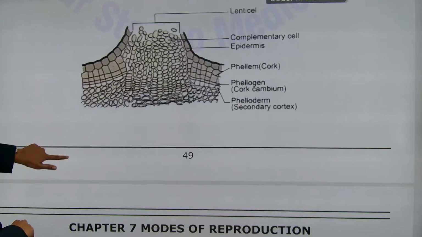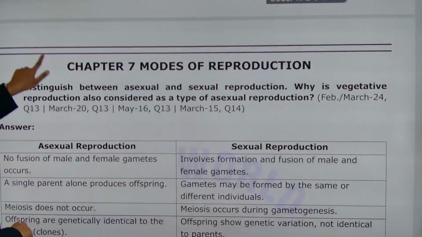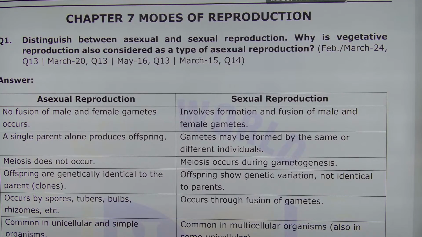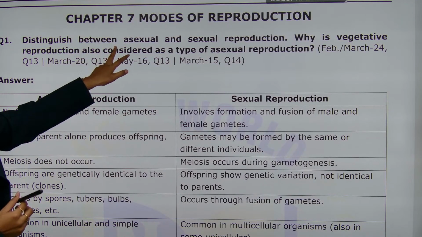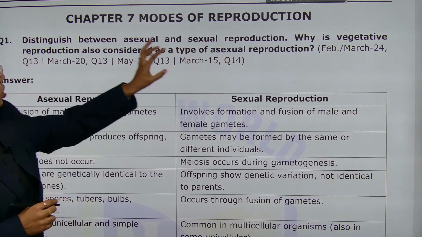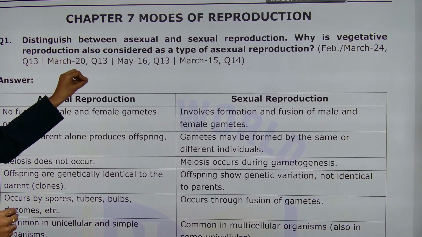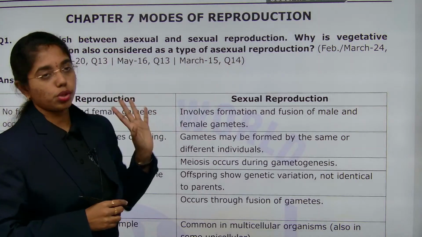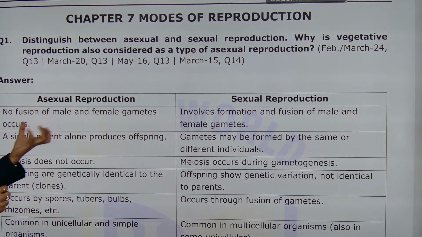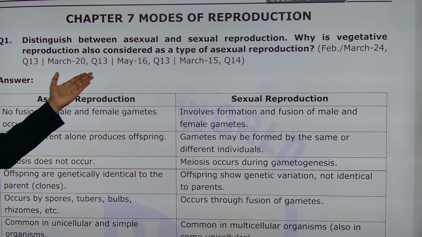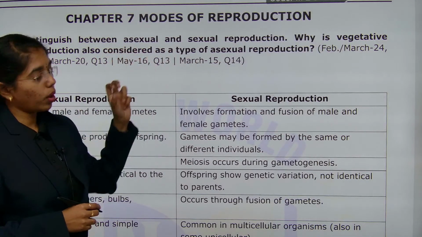Next question. Next we will move on to the chapter, modes of reproduction. What is the clear difference between asexual reproduction and sexual reproduction? We have to distinguish between them. And why is vegetative reproduction also considered a type of asexual reproduction? If you have seen, this question appeared in 2024, 2020, 2016 and 2015. That is an important question.